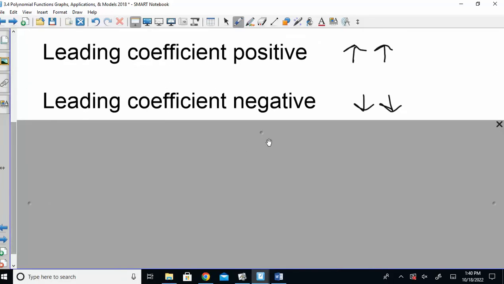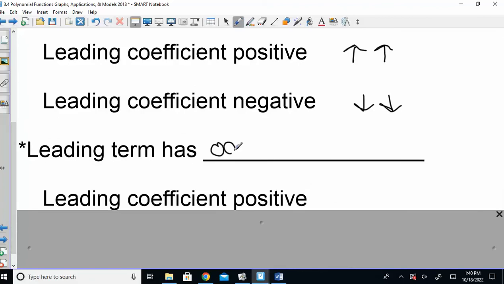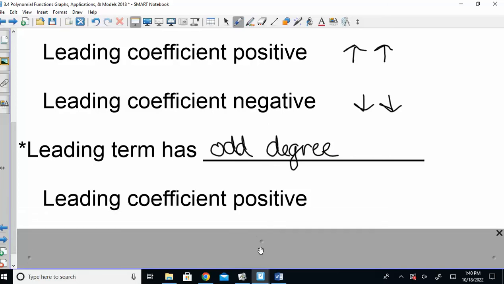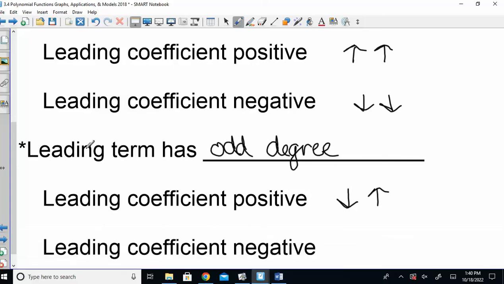If our highest power is odd, then it's going to act like a cube. So if you think about the cube, the left end is pointing down, and the right end is pointing up. So it's down, up. But what happens if you throw a negative in front? Flips it. And in that case, it would be up, down.